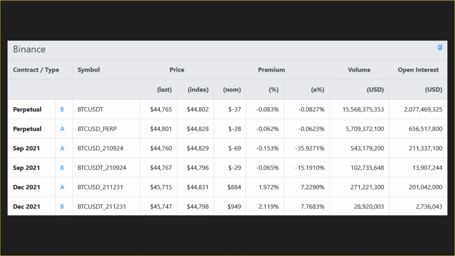This is from Binance, looking at the general volume of their contract sizes. Here we see, in particular, there's a significant amount of volume in their Bitcoin to Tether perpetual contracts offerings, right? This is about $15 billion in trading volume in 24 hours in regard to their Bitcoin perpetual trading.